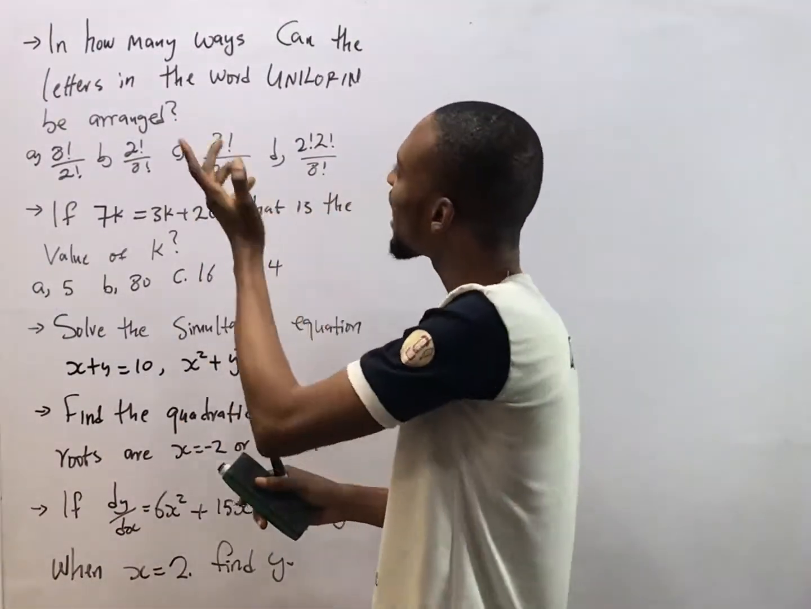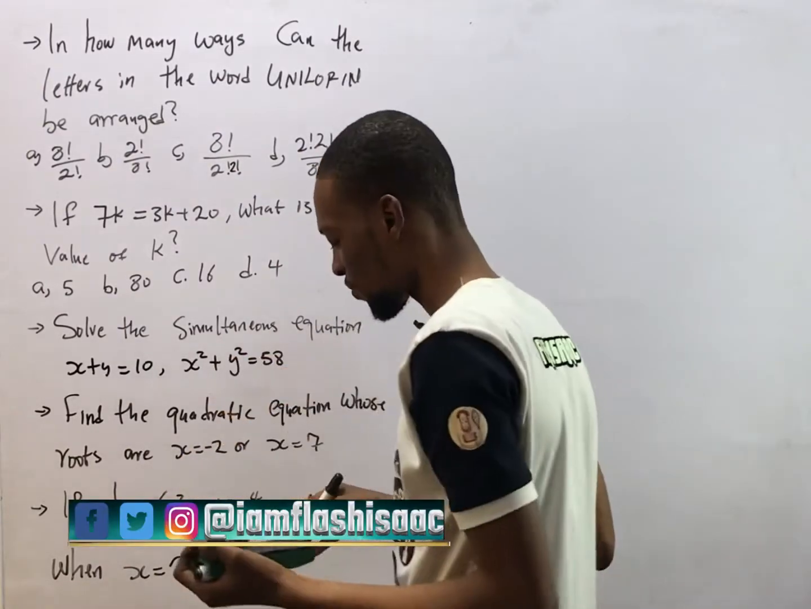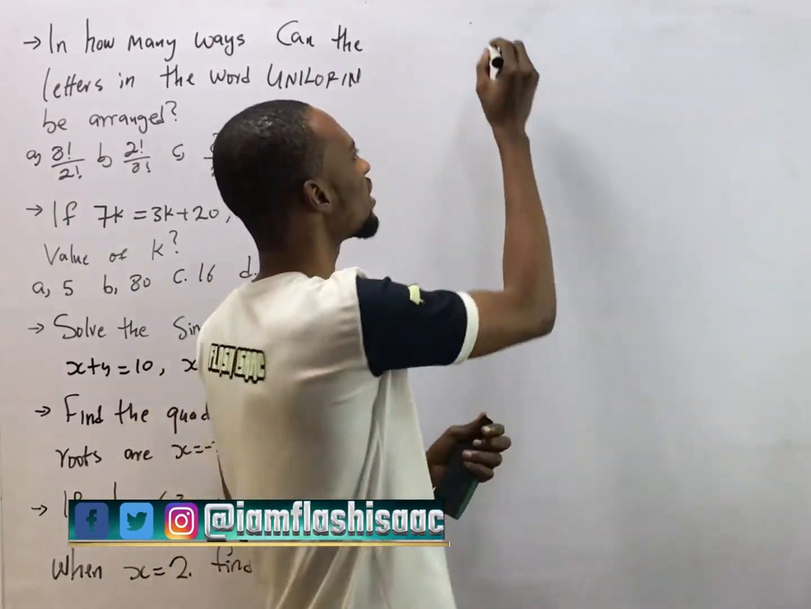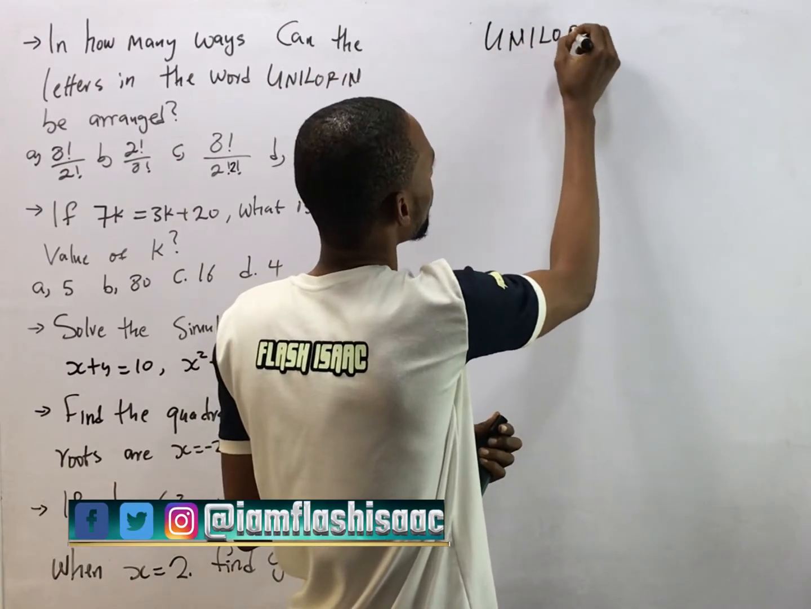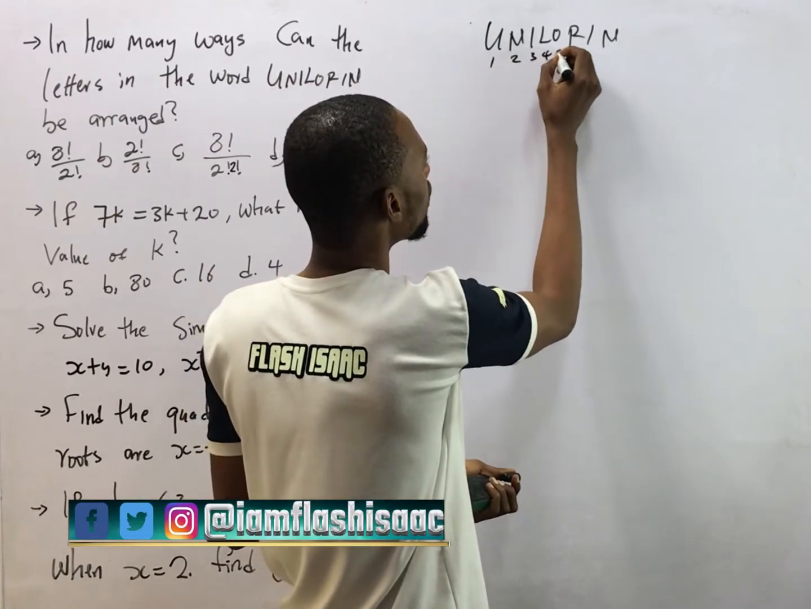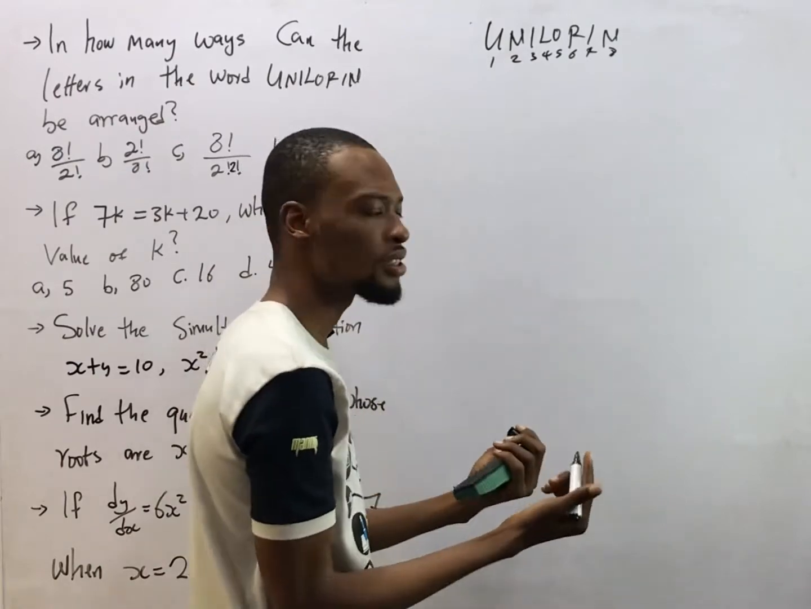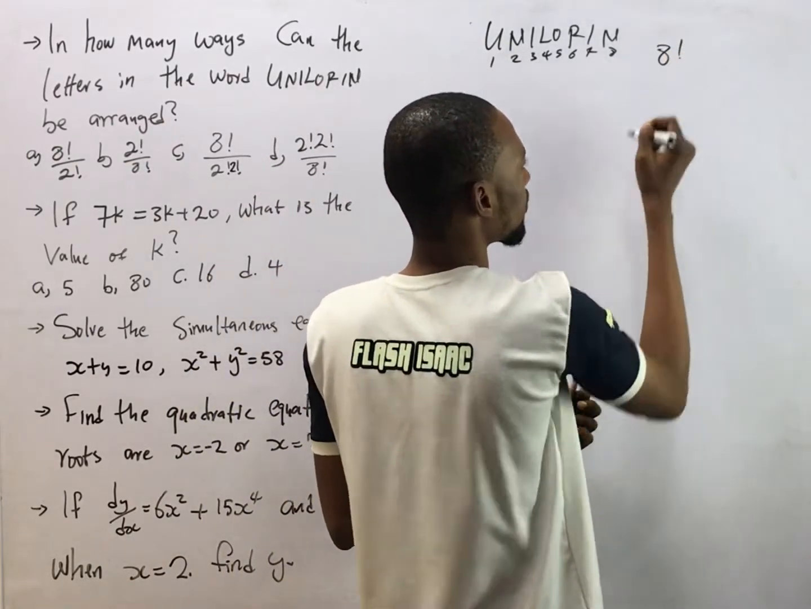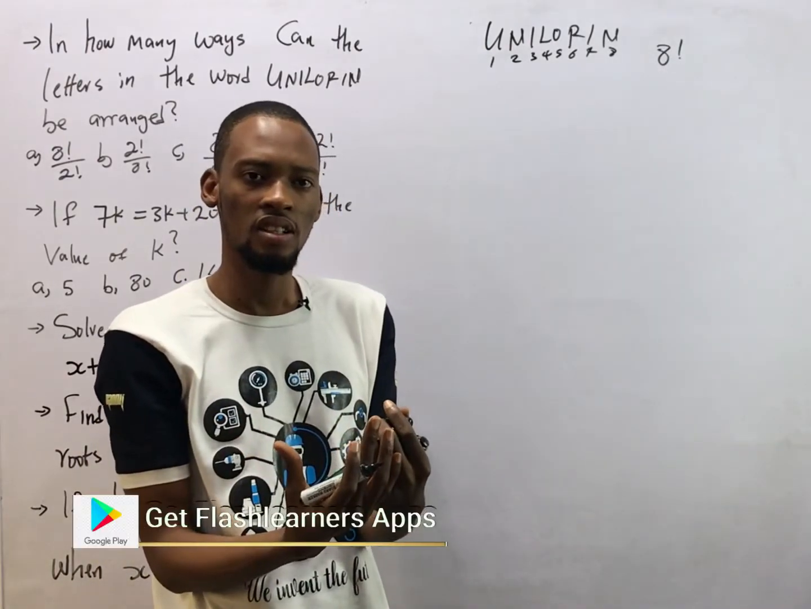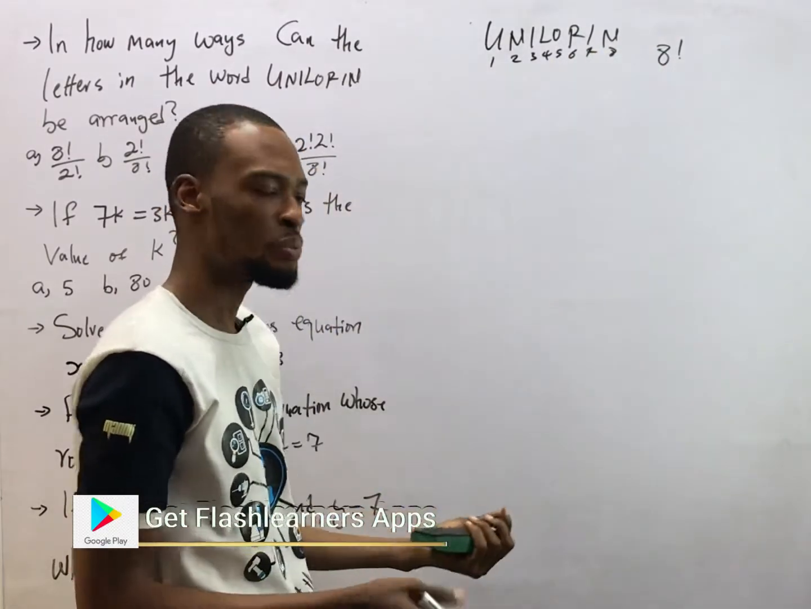The first one says, in how many ways can the letters in the word UNILORIN be arranged? The first thing that comes to mind is, how many letters do we have in UNILORIN? It is simply 1, 2, 3, 4, 5, 6, 7, 8. So we have 8 letters in the word UNILORIN, which is 8 factorial. Now the question we'll ask is, is any letter repeated? Because the answer will be 8 factorial if and only if no letter is repeated.